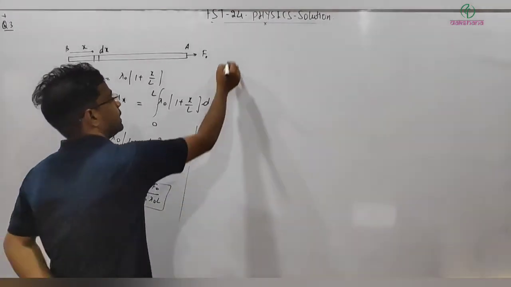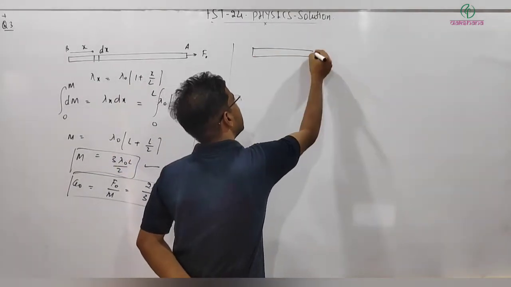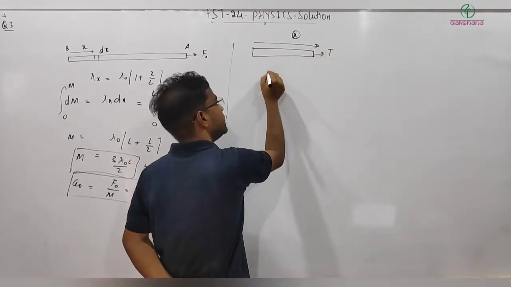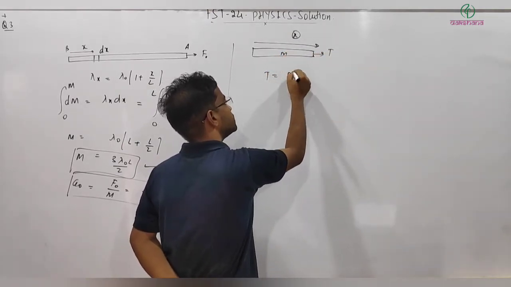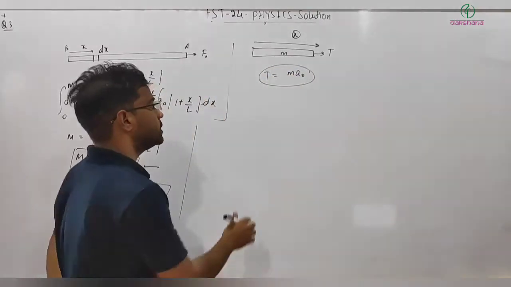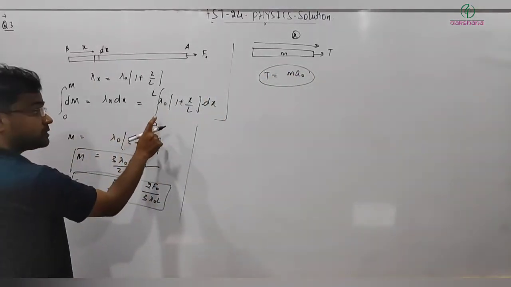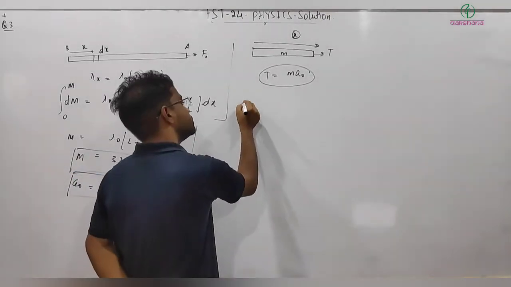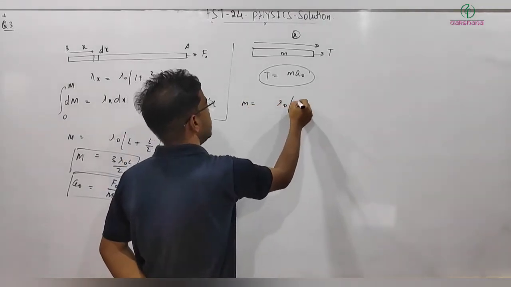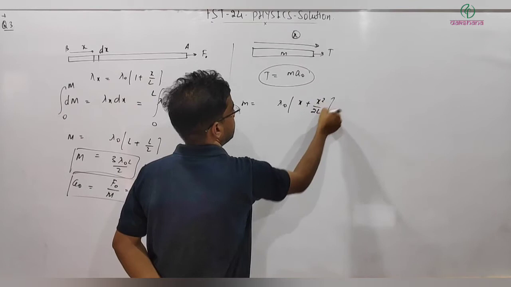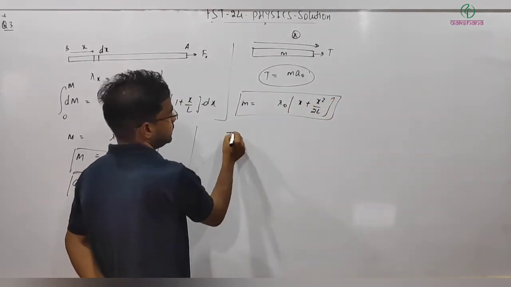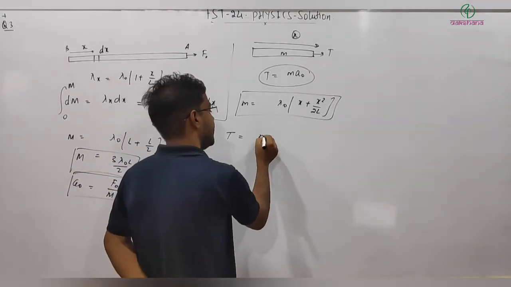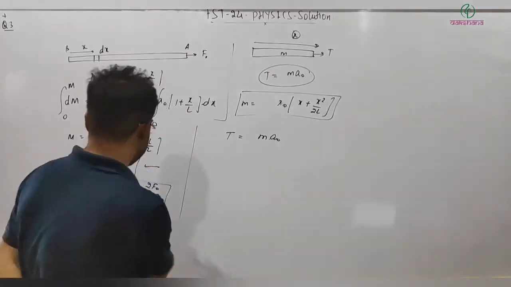So if I consider one small element, let's say of length x, then tension T is equal to its mass, let's say small m, into a naught. And what is the small m? So instead of substituting the limit from 0 to L, I can substitute the limit from 0 to x, then I will get the mass for that. So small m is equal to lambda naught into x plus x square by 2L. This is the small m, and tension at distance x from end B can be written as simply m into a naught. A naught is constant, because we have already got it.